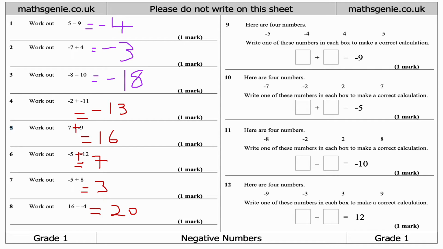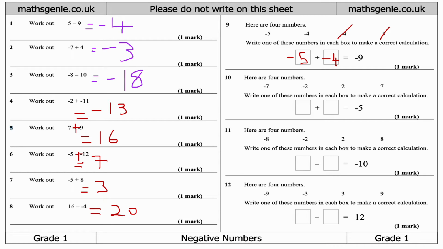Question number 9. Here are 4 numbers. Write one of these numbers in each box to make the calculation correct. So something plus something equals minus 9. Well, minus 5 plus minus 4 is equal to minus 9. Or conversely, minus 4 plus minus 5 would equal minus 9. So there's more than one way to get your answer. But be careful that I can't use these positives for this question. I can only use these ones.